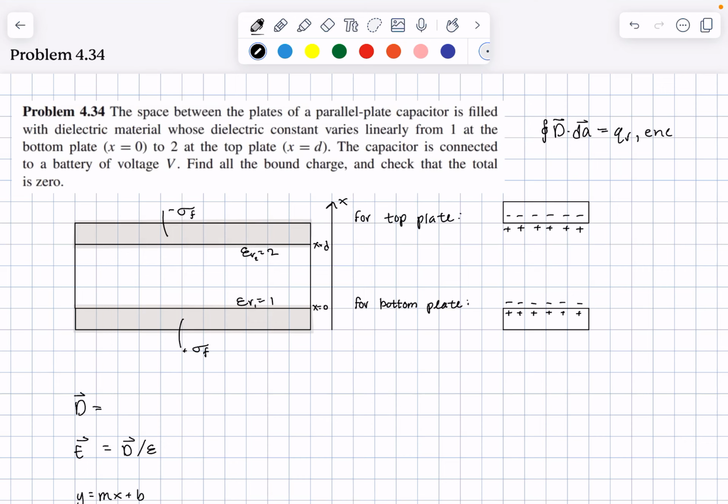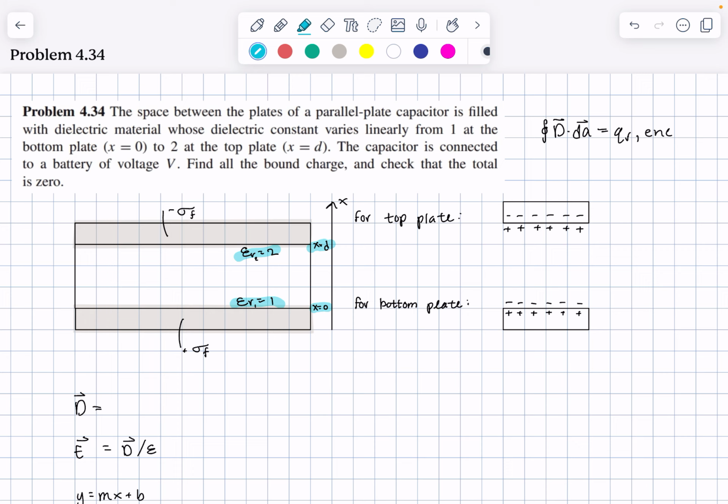Hello, today we'll be solving problem 4.34. The space between the plates of a parallel plate capacitor is filled with dielectric material whose dielectric constant varies linearly from 1 at the bottom plate at x equals 0 to 2 at the top plate at x equals d. The capacitor is connected to a battery of voltage V. Find all the bound charge and check that the total is 0.